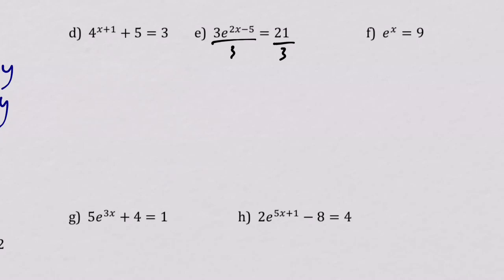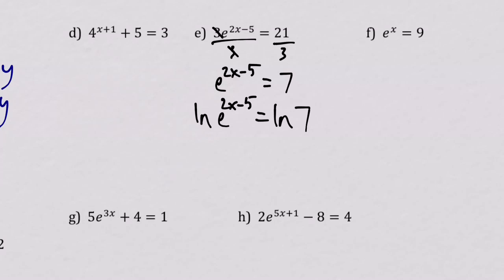Right? You just want to make it as simple as possible. Leave just the base and the power. That's all you need. So the 3's cancel. e to the power of 2x minus 5 equals 7. Next, I'm going to take the log of both sides, and I'm going to use the same base as this power, which is base e. So if I want to take the log of base e, that means the natural log. So natural log of e to the power of 2x minus 5 equals natural log of 7.